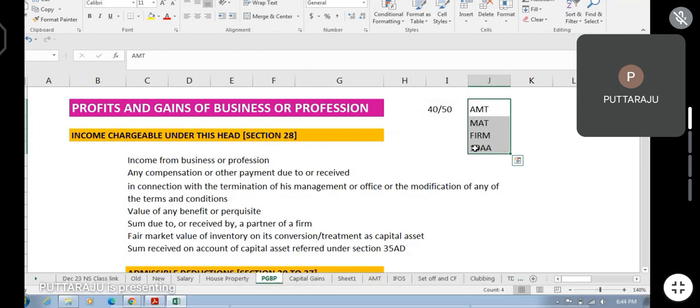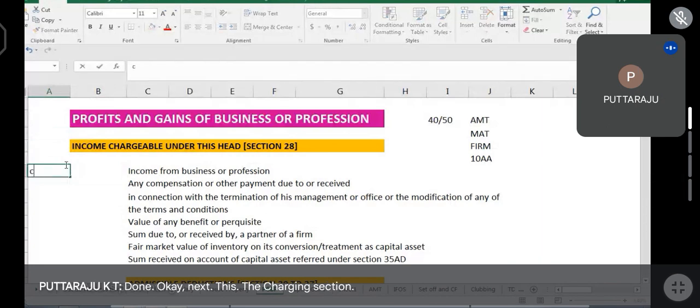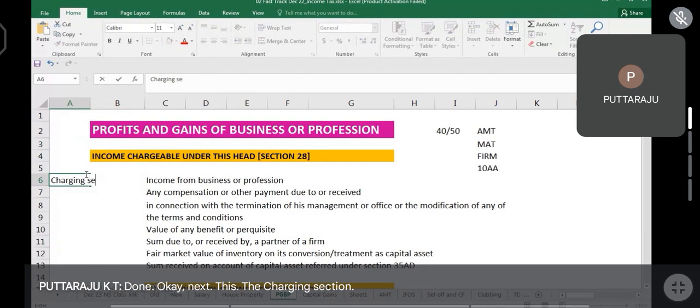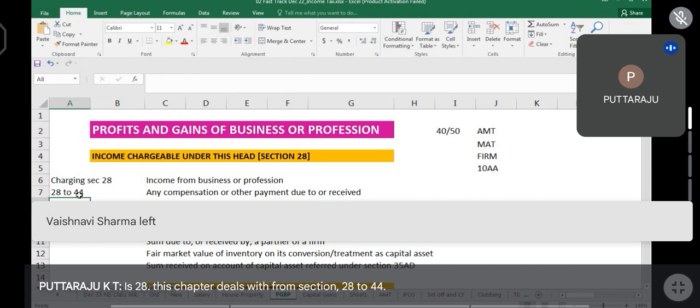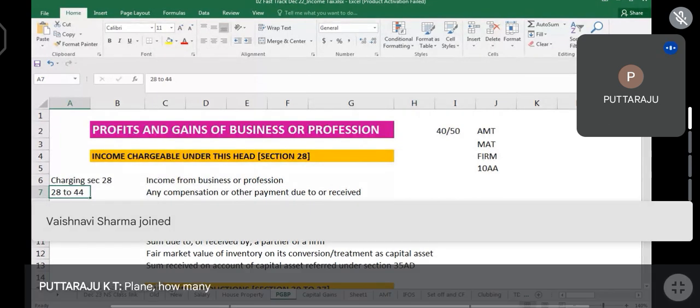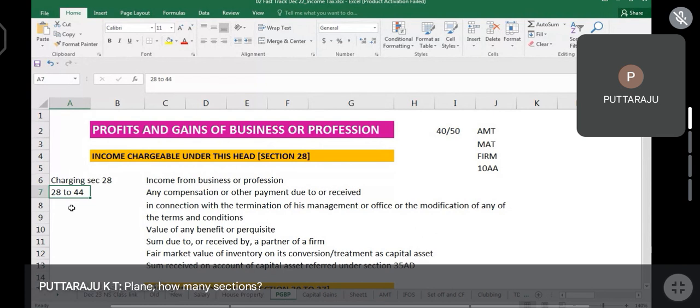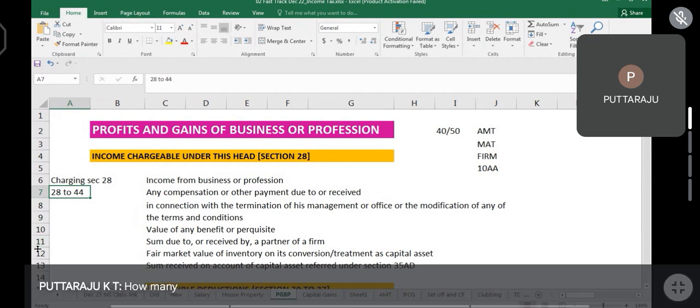Done? Okay. Next, the charging section is 28. This chapter deals with section 28 to 44. How many sections are there? Plainly, how many sections?